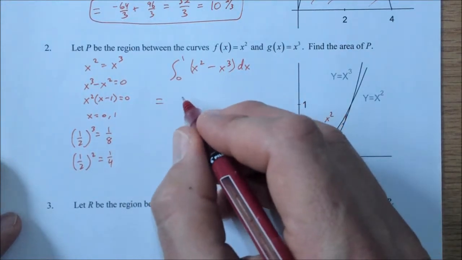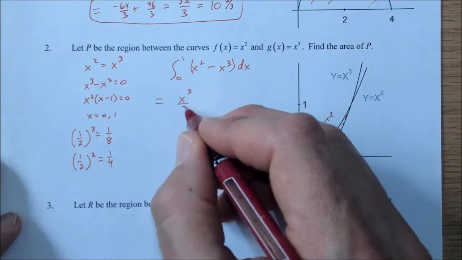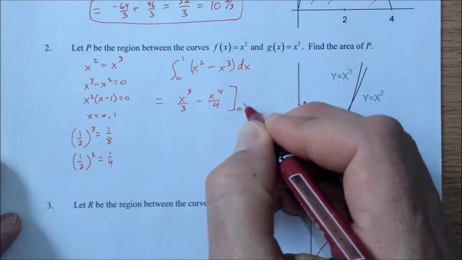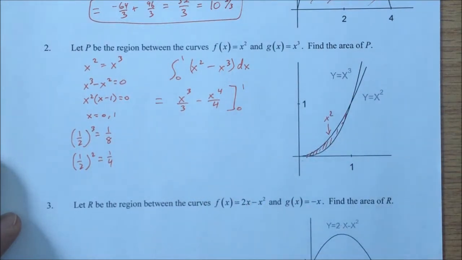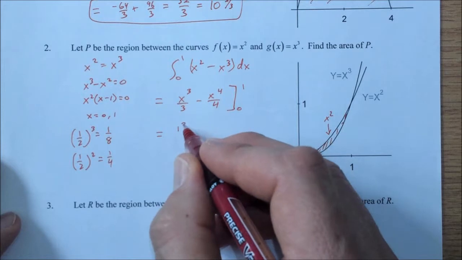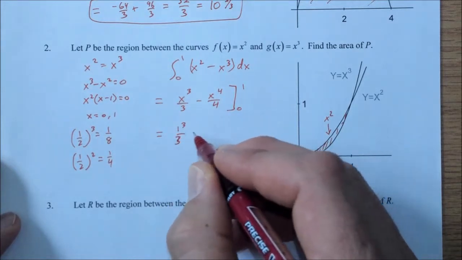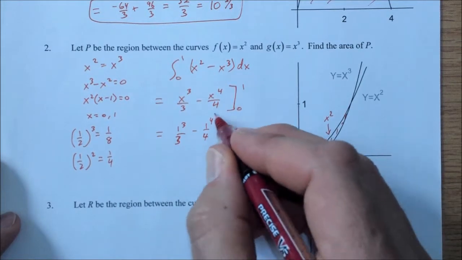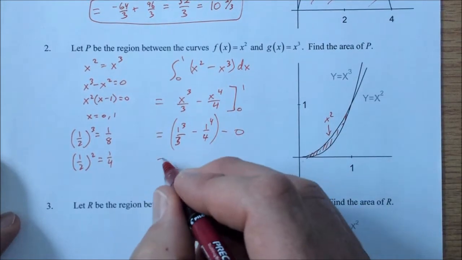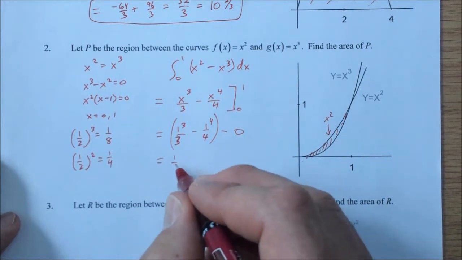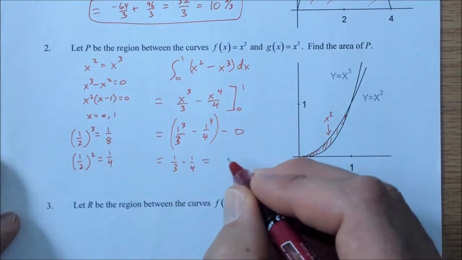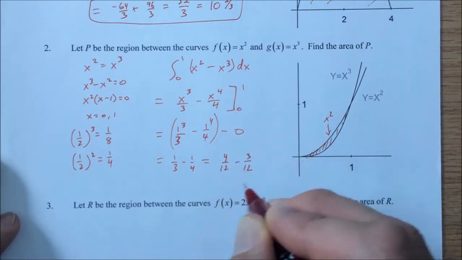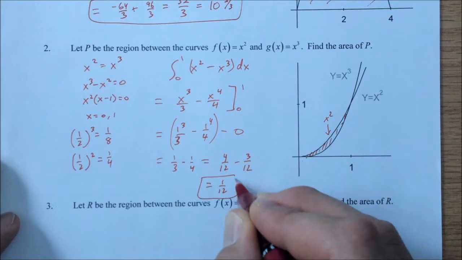Now we do our fundamental theorem of calculus. x squared turns into x cubed over 3. x cubed turns into x to the 4th over 4, being evaluated from our two best friends, 0 to 1. When we plug in 1, we have 1 cubed over 3 minus 1 cubed over 4. When we plug in 0, we get 0. So we're looking at a third minus a quarter, which is fine. If you want to get a common denominator, that'd be 4/12 minus 3/12. So we also could look at this as 1/12.